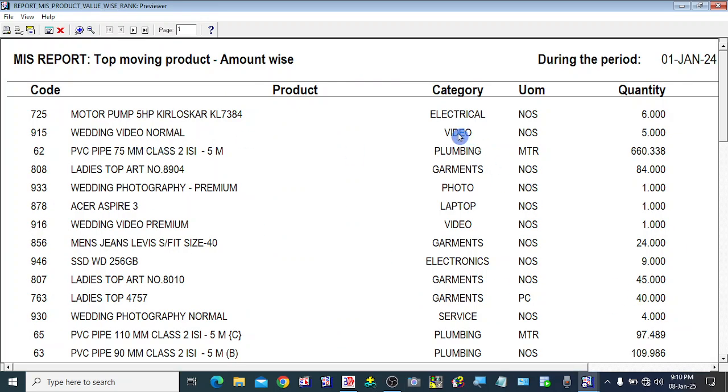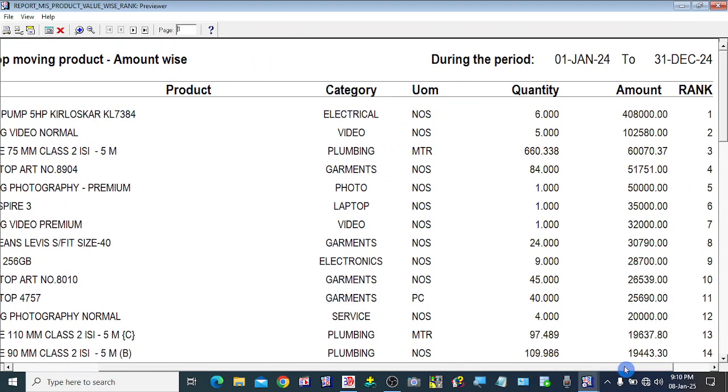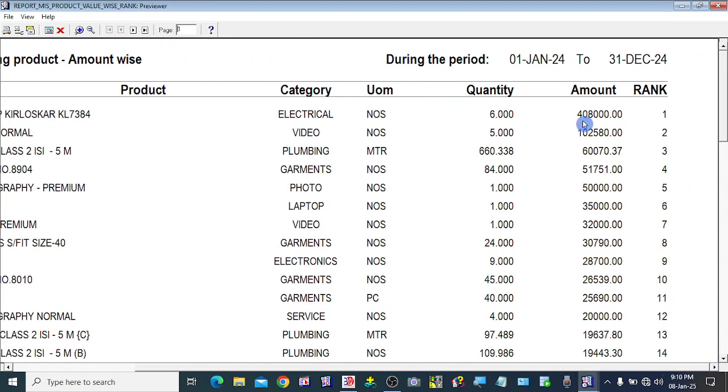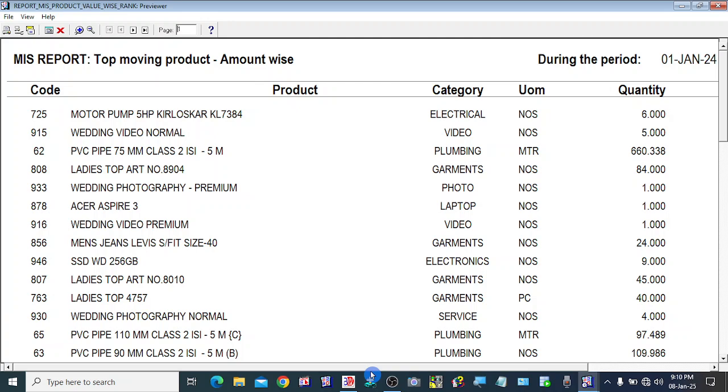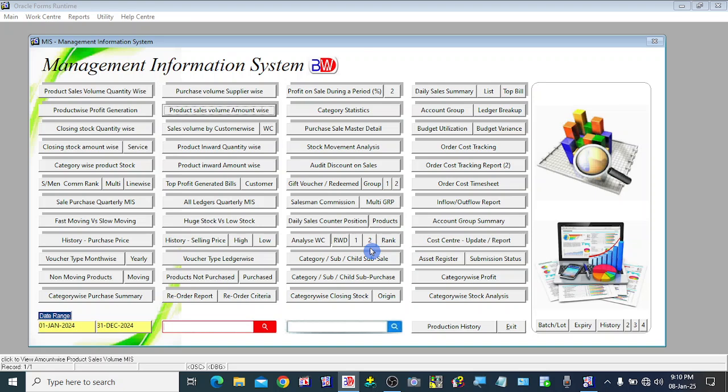Product name, which category the product relates to, what the unit of measure is, how much quantity we have sold, and what the value of the product we have sold is. The system will display this rank wise. This report is also very useful for sales as well as product analysis. There are various MIS reports available in Brainweaver's retail management system.